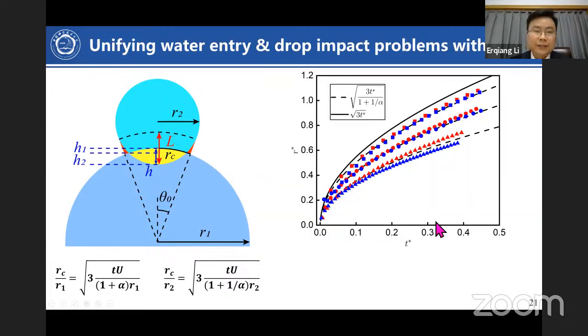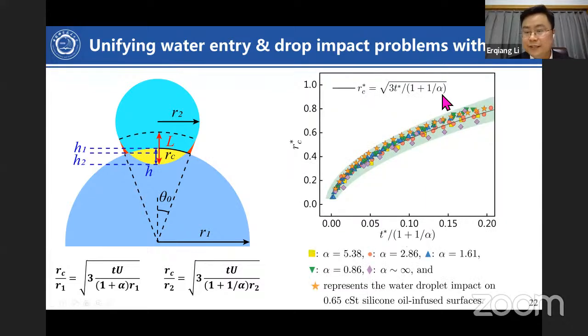We plot the data together. If we don't use alpha, if we don't take into account this curvature ratio, then the data cannot collapse. Then if we put this alpha inside, all the data collapse pretty well together. So that means essentially they have the same principle, or I would like to say they are the same problem for the early stage of the lamella evolution.